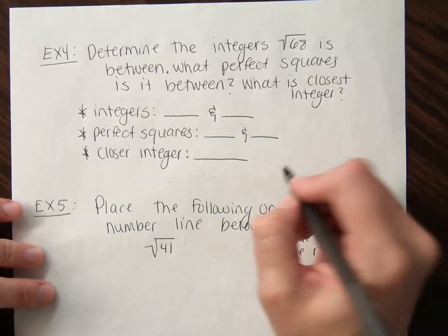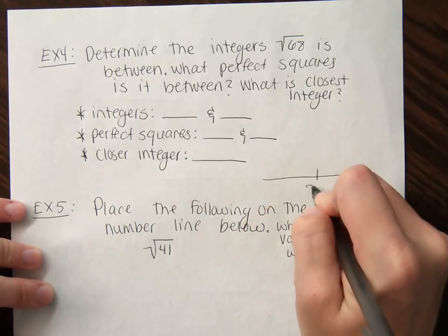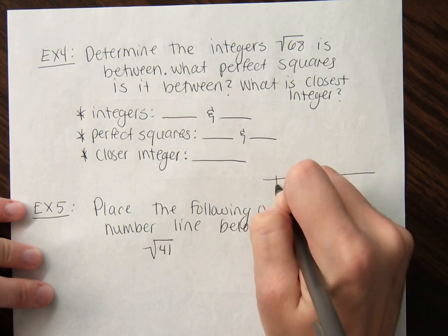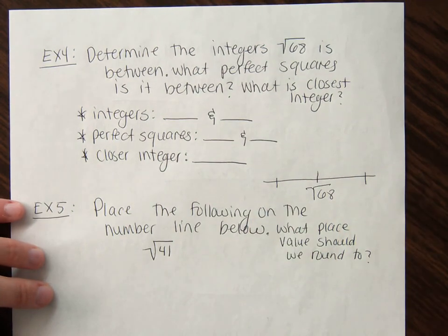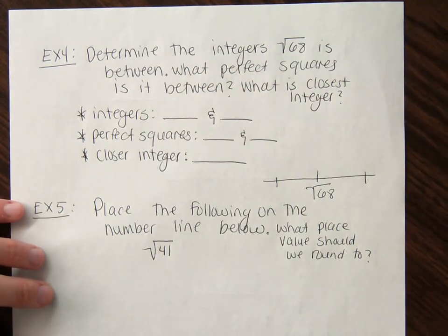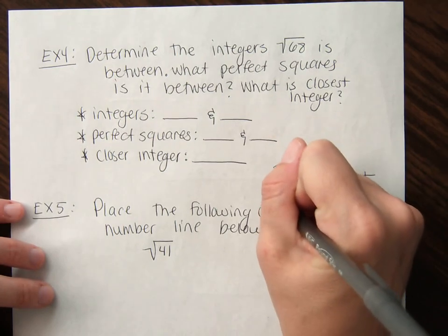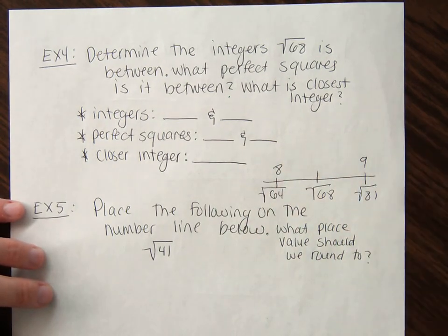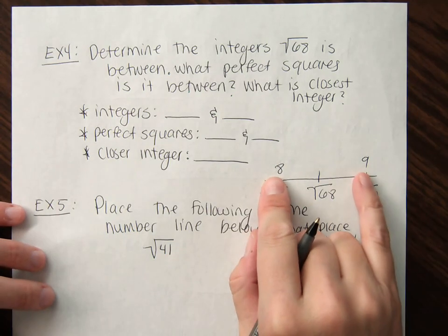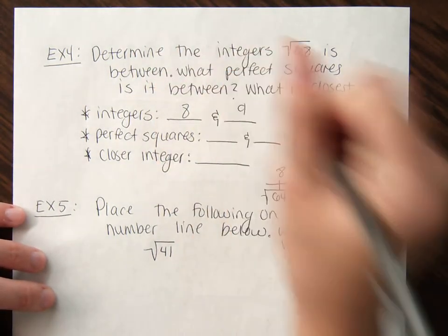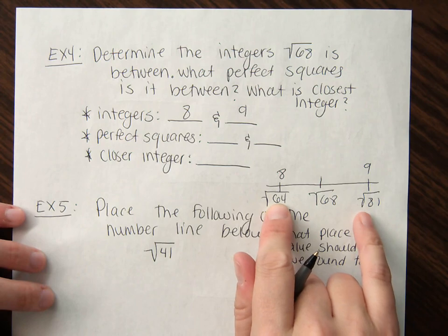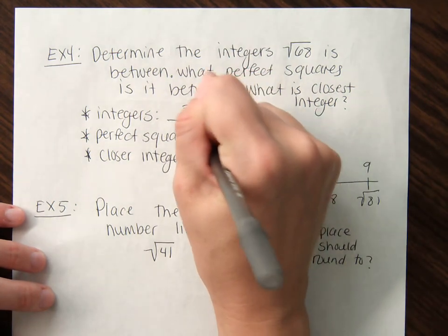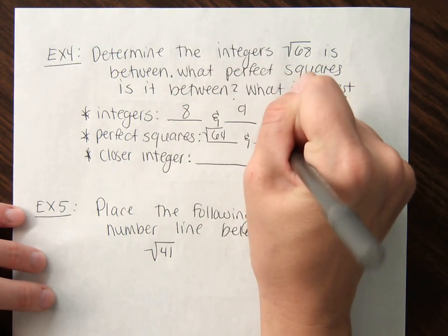So the first thing we're going to do is draw our number line with the square root of 68 in the middle. We look at our perfect squares. 8 times 8 is 64, and 9 times 9 is 81. So it is between the integers of 8 and 9, and it's between the perfect squares of 64 and 81.